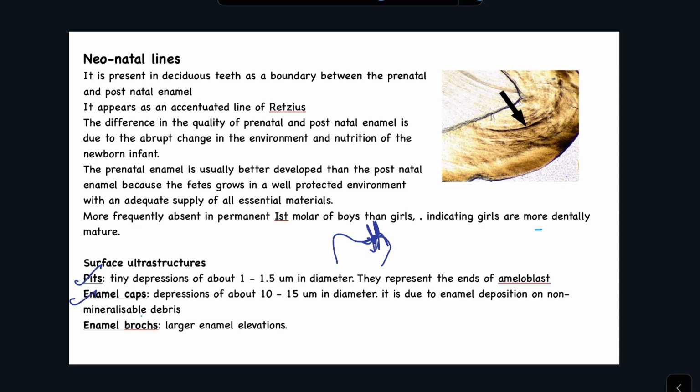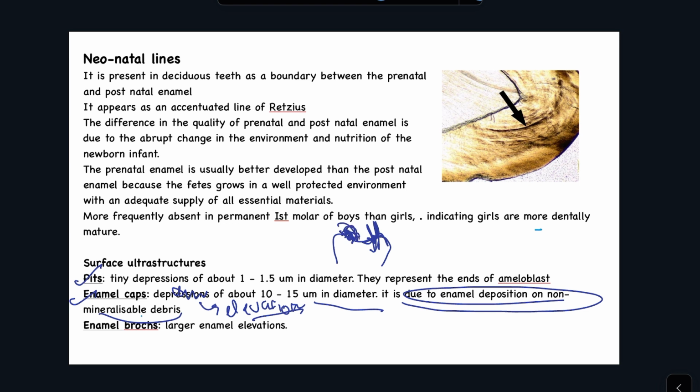What are enamel caps? Remember, these are elevations, not depressions. You have to correct this in your notes as well. It is an elevation of about 10 to 15 micrometers in diameter. It is due to enamel deposition on non-mineralizable debris. So if there is a bulge over here, and there's some organic material, and I continued enamel deposition over this, this will cause an enamel cap. And enamel brush, there are larger enamel elevations. So they are basically bigger enamel caps.